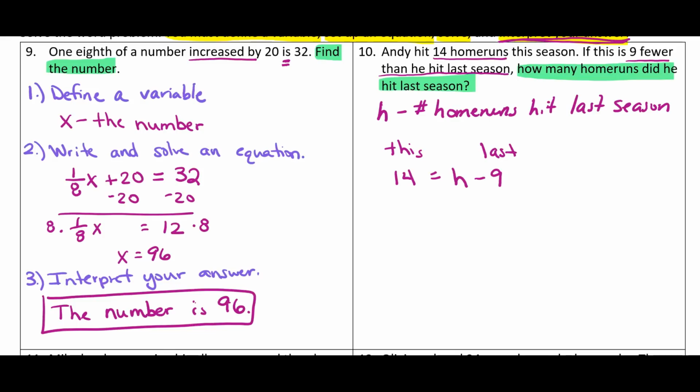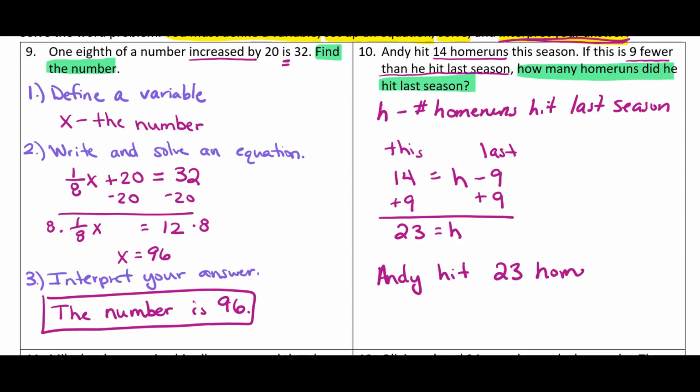So now we have our equation: 14 equals H minus 9. To solve this, we're going to add 9 to both sides. So 14 plus 9 is 23, and that's going to be our H. Now, we need to go back and see, it says how many home runs did he hit last season. So we're going to say Andy hit 23 home runs last season. And that would answer our question.